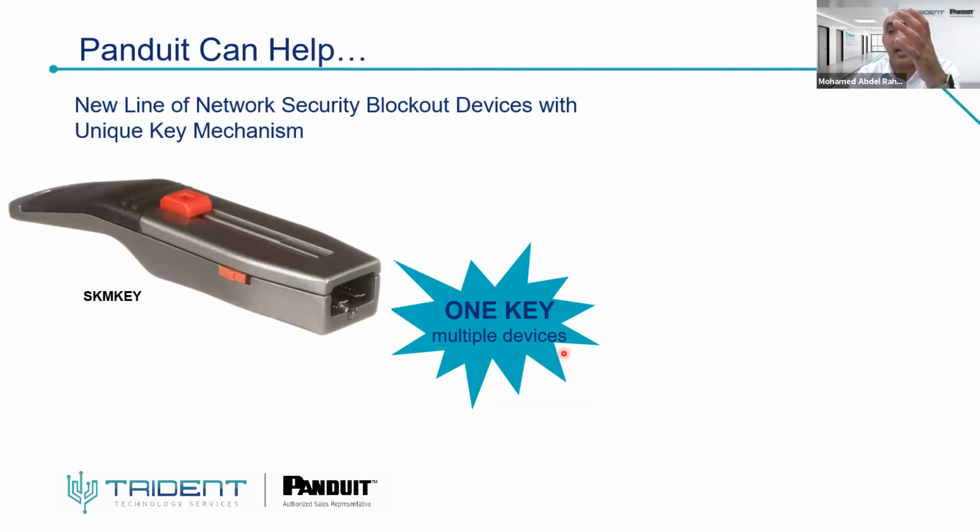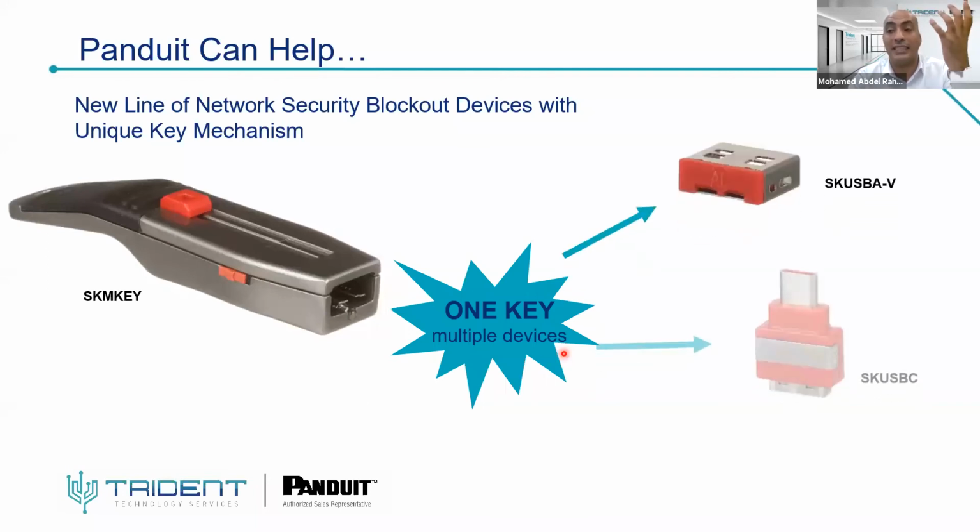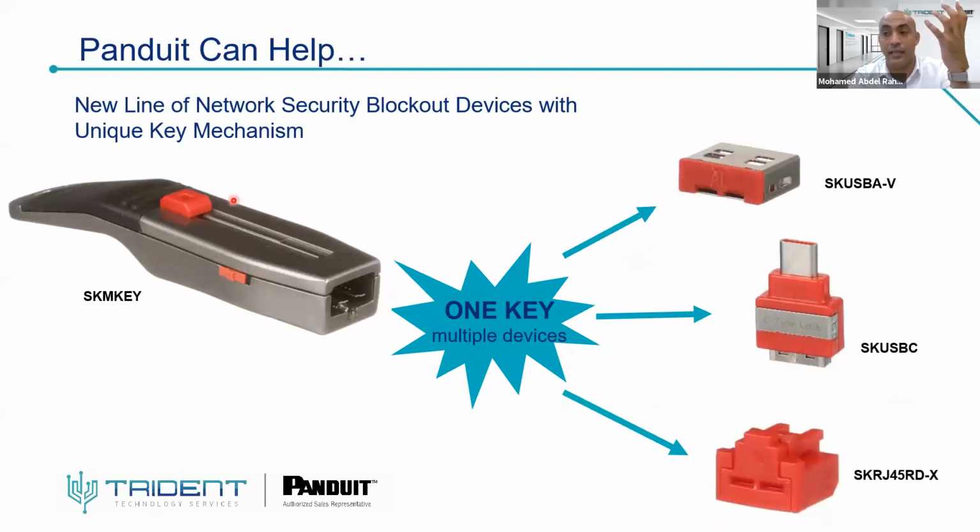Also, Panduit in this area launched a new product line. It's called block-out. It is more complex, with a locking mechanism, especially for the RJ45 and for USB type A and type C. As you can see here, this is a single smart key, a single key with multiple devices. So one key can control USB type A, type C, or even RJ45. The block-out port can only be removed by the smart key, the master key. So you have a locking mechanism compatible with the devices.